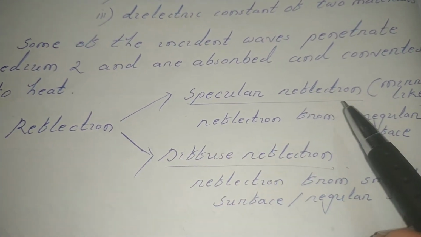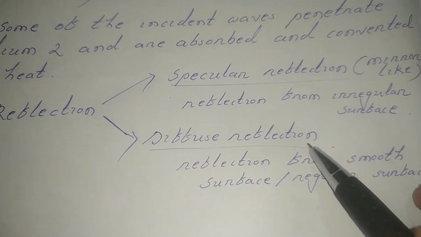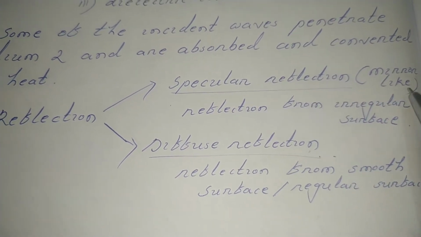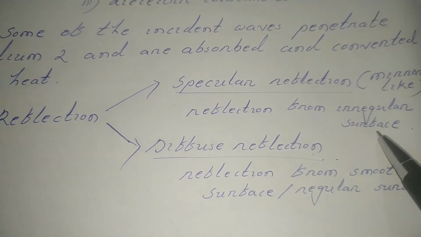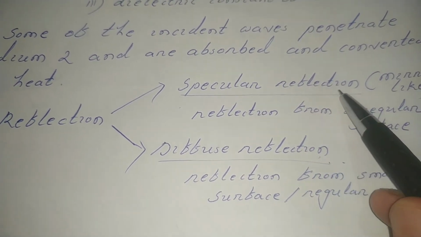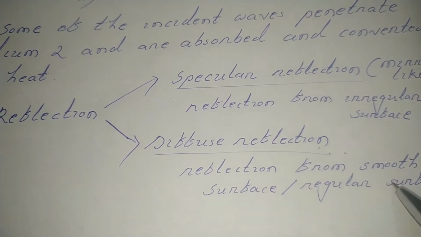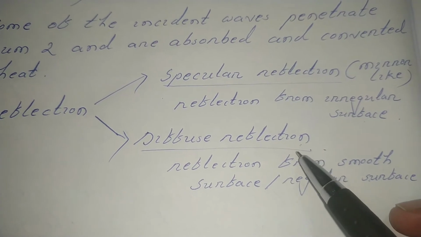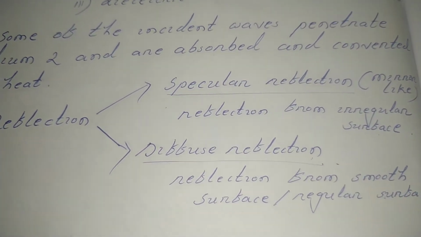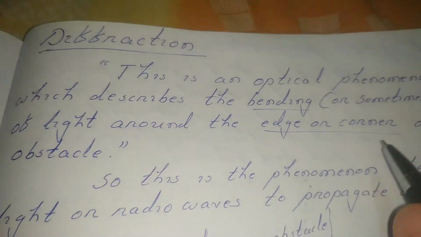Next we will see one classification of the reflection. Reflection can be classified into two types. One is specular reflection, second one is diffuse reflection. Specular reflection is just like mirror like reflection, and if your surface is irregular surface, then that type of reflection is called as diffuse reflection. And if your reflection is taking place through a smooth surface or regular surface, then that type of reflection is called as specular reflection.